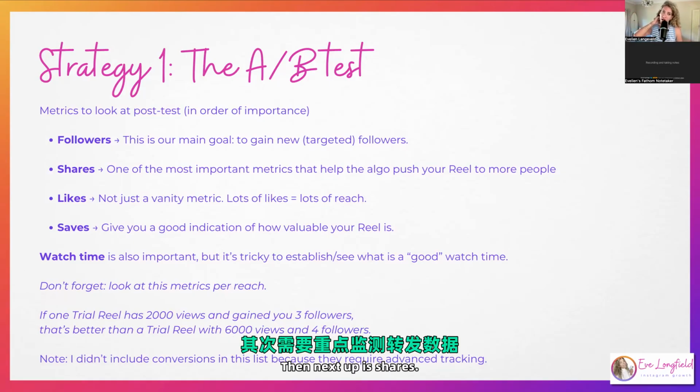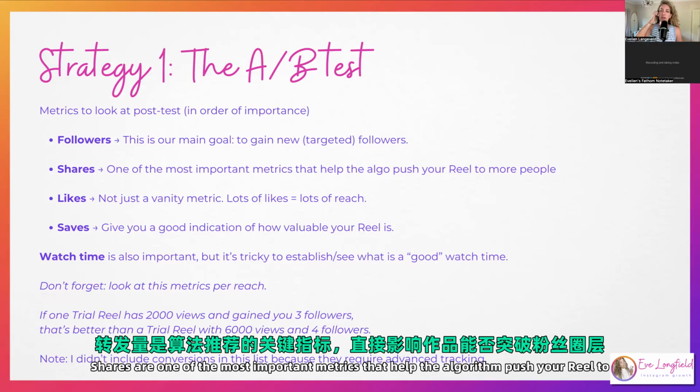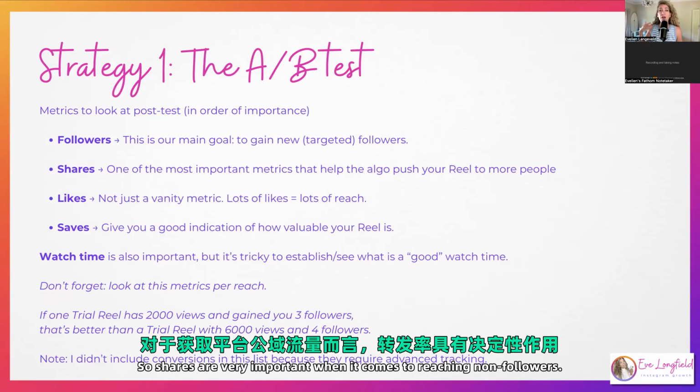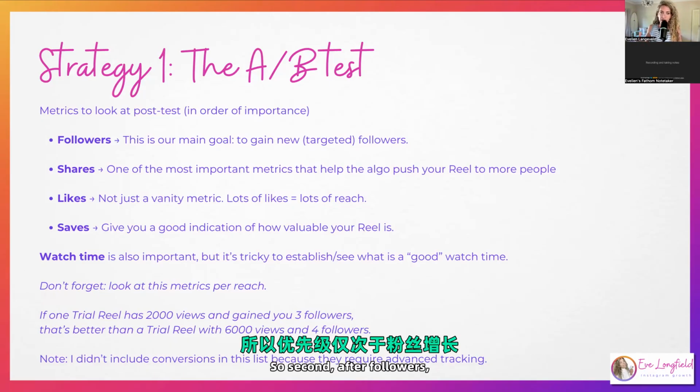Then next up is shares. Shares are one of the most important metrics that help the algorithm push your reel to more people. So shares are very important when it comes to reaching non-followers. So second, after followers, look at shares. Then I want you to look at likes, because likes are not just a vanity metric. Lots of likes means lots of reach.